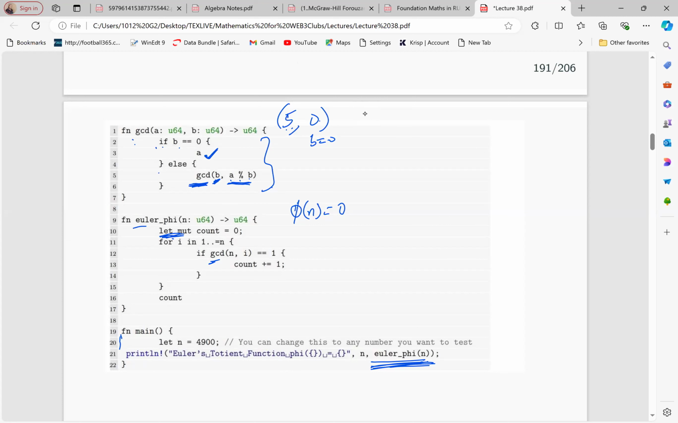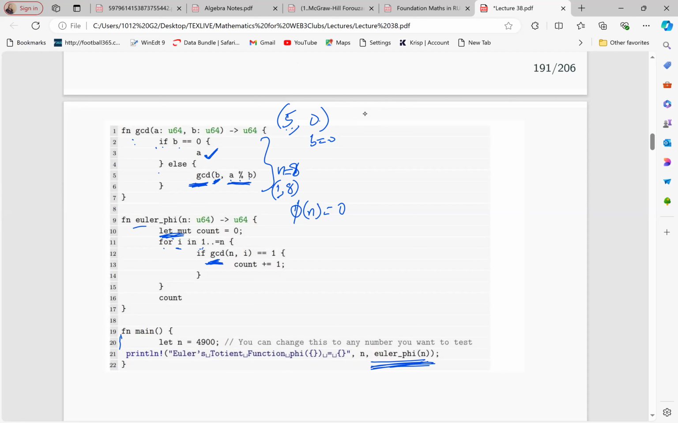So then it will move from i equals 1 to n. So it checks. For instance, if our n was 8, it will check if 1 is relatively prime to 8. Of course, it's using a result from above. That is what it's saying, GCD of n and i.